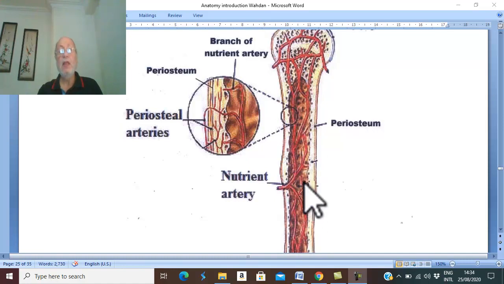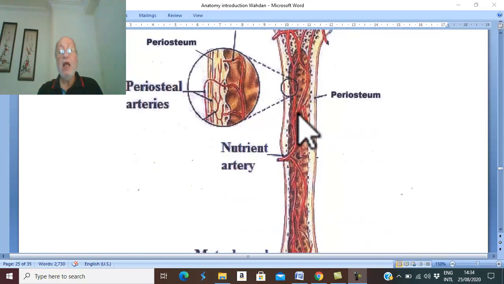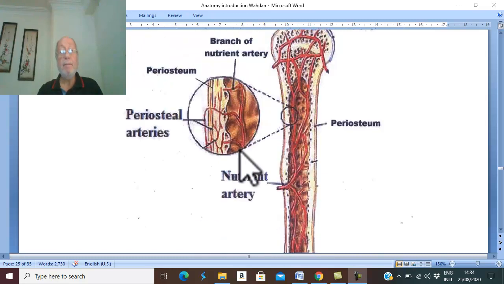Arteries for the epiphysis are called epiphyseal arteries. Arteries for the metaphysis are called metaphyseal arteries. Arteries supplying the periosteum are called periosteal arteries. And in addition, arteries supply the surrounding muscles attached to this bone. This is the arterial supply of the bones.